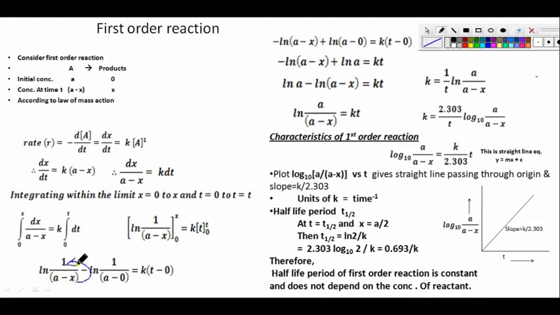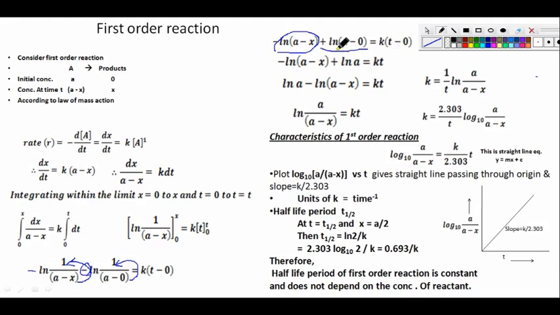Now shift this A minus x to the numerator side and change the sign of this ln. We get minus ln A minus x, this one. Do the same operation for A minus 0 and change the sign. We get plus ln A minus 0 is equal to kt.